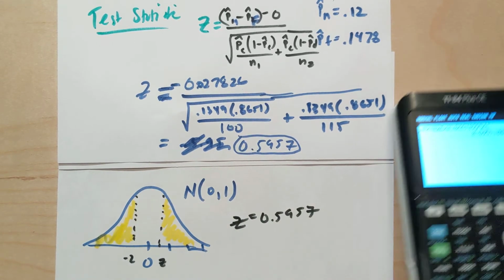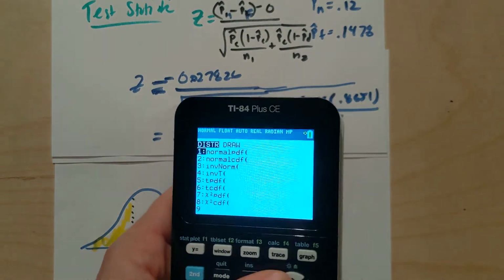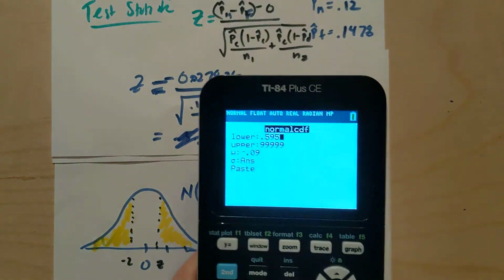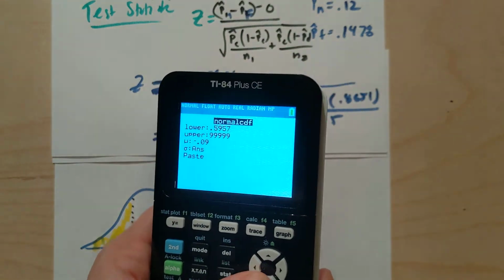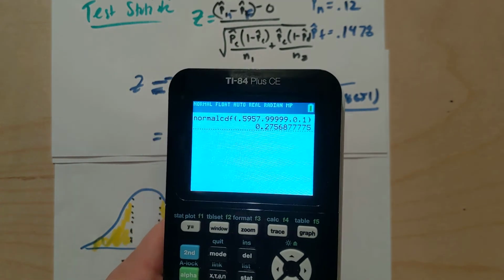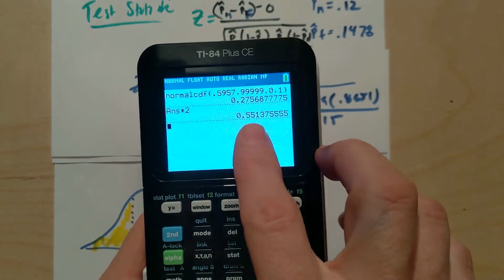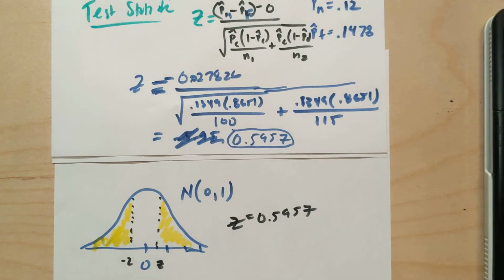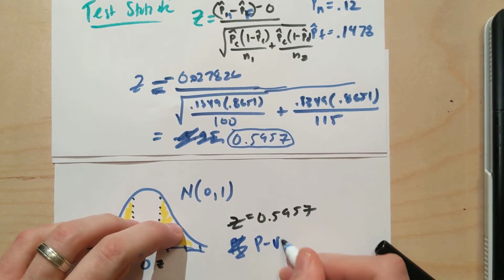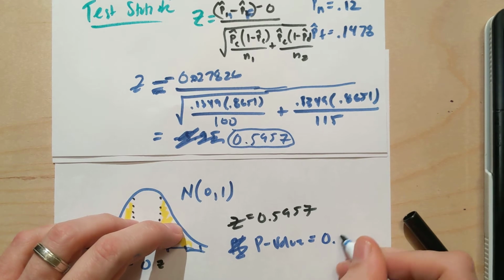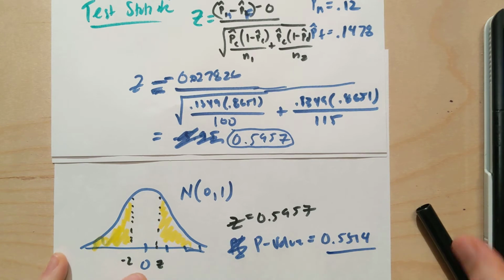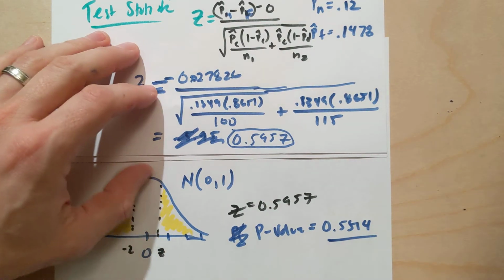That's kind of annoying. So this p-value is actually going to be fairly large. If I go to normal CDF and I do 0.5957 to infinity with a mean of 0 and a standard deviation of 1, I hit enter and I got 27.5 whatever. I'll double that. That's my total p-value, and it's about 55.1%. My p-value would equal about 0.5514, right? So over 55%. It doesn't matter what the level of significance is. I would certainly fail to reject the null hypothesis.